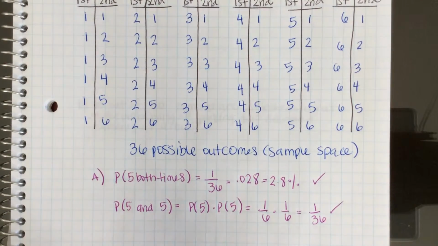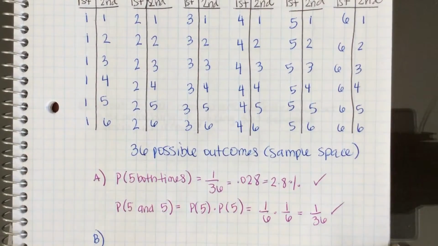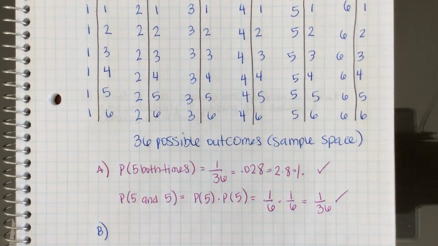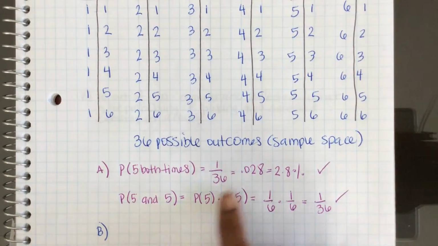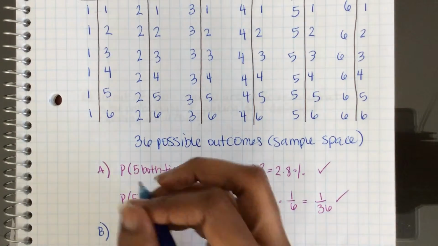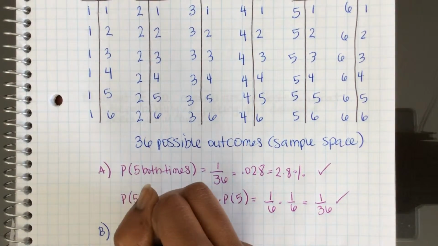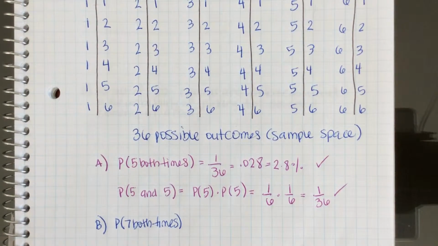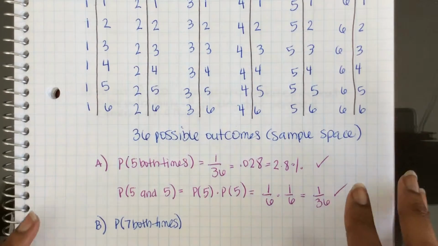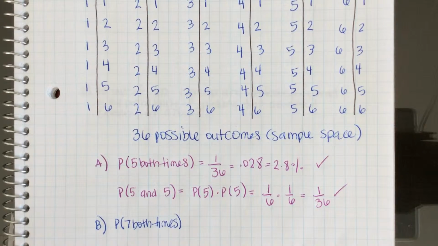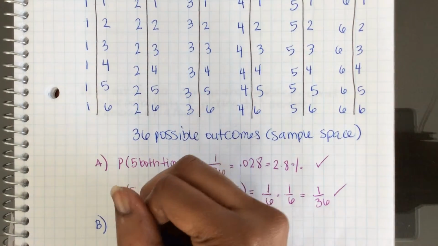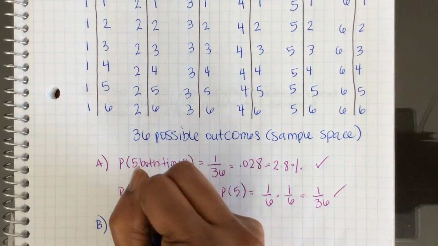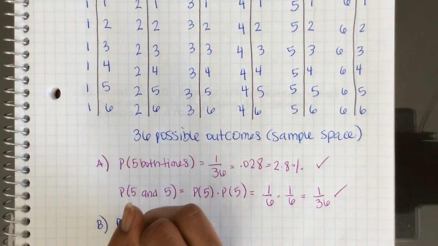Okay, let's try part B using both methods. You can choose whichever method you like. So probability of rolling a 7. Very similar to this one, right? Well, let's see. I don't think I meant to say both times. Just what's the probability of rolling a 7?